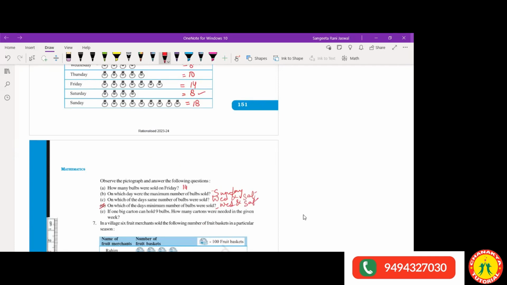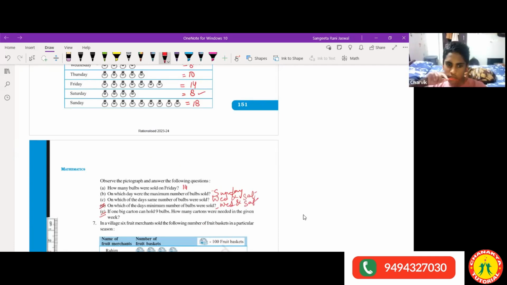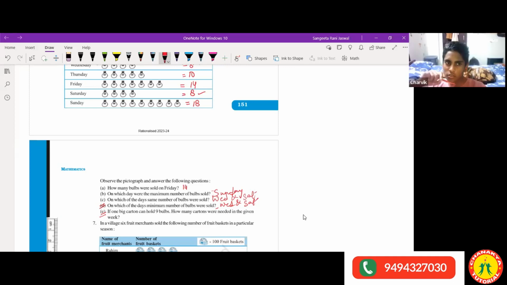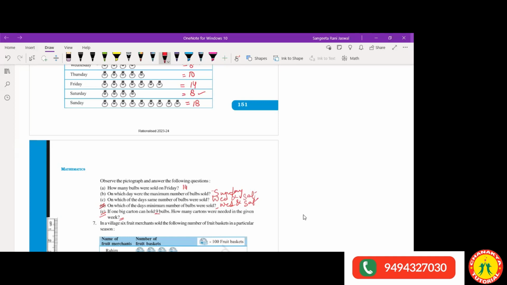Okay, next one, Charvik. If one big carton can hold 9 bulbs, how many cartons were needed in the given week? Ma'am, first we have to do the total sum, like how many bulbs are sold in the week, and then we have to find the multiple. Yes, do it then. Count the total number.